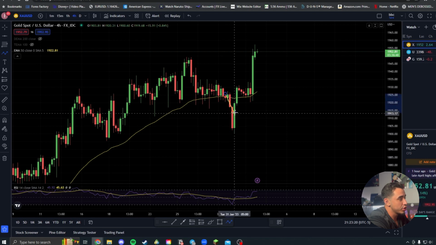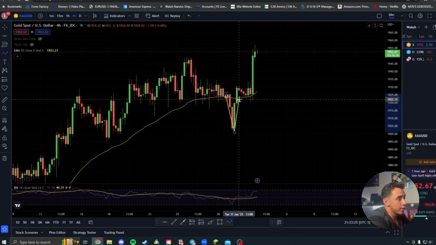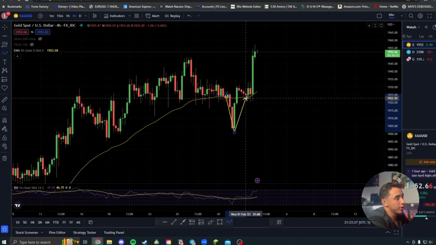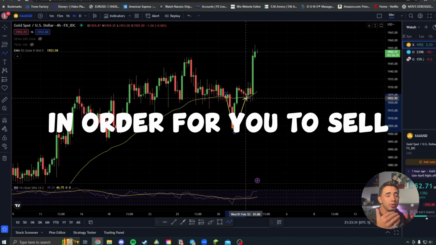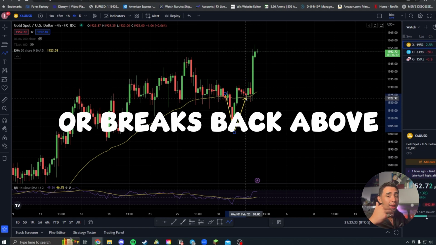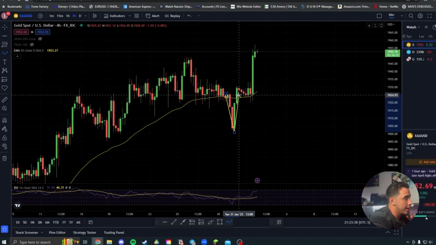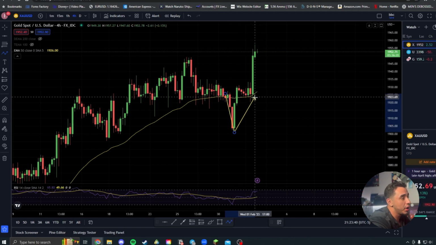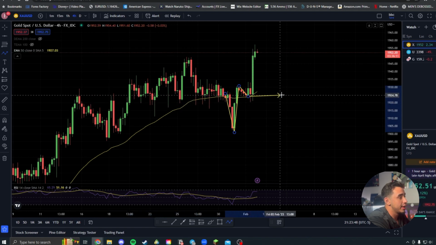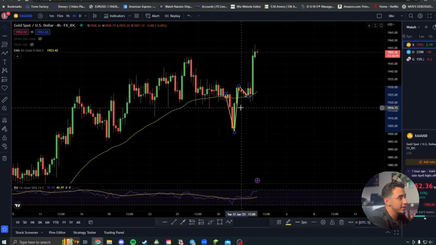Yes, there is a break of structure, clear as day right here. It did break out of the structure. Now it retested. Now the most important part about a retest is that price holds below that level in order for you to sell, or breaks back above and then holds above that level in order for you to buy. Now, what did price do? Price held above. Price came back down, retested this here, and solidified this area of support once again, as it did all these previous times. Now this is a clear buy signal.